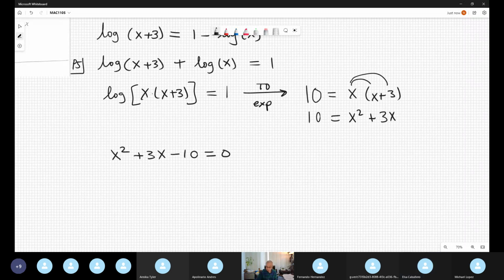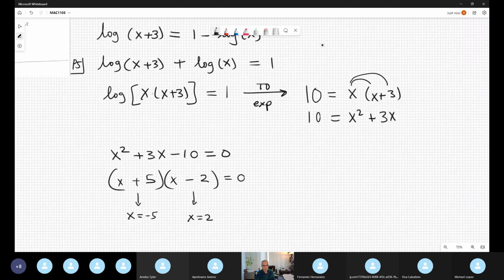Factorization. Mm-hmm. And what is the combination that opens the door of this factorization? 5 and 2. 5 and 2. Because 5 times 2 is 10. And somehow 5 minus 2 is 3. What sign? Same sign or different sign? Different sign. Who is positive? Who is negative? 5 is positive and 2 is negative. Excellent. So this factor generates solution negative 5. And this part generates solution positive 2.